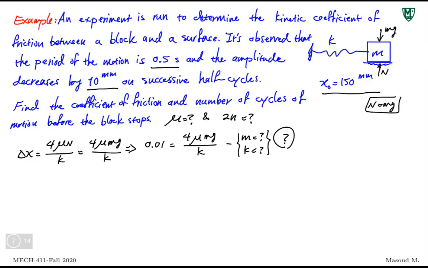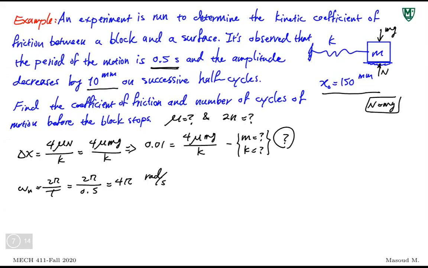But I do know the relationship between m and k. If you go back, it tells me the period of the motion. It's 0.5. So the period, I can find natural frequency from there, 2 pi over T. I can just say 2 pi over 0.5. This becomes 4 pi, I'll just leave it like that, rad per second. What is omega n? Omega n is the square root of k over m.